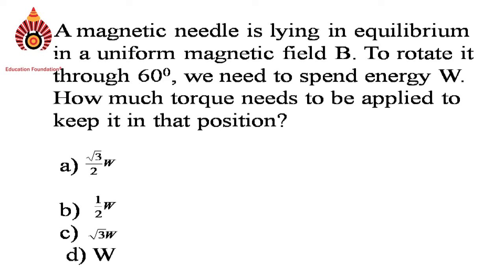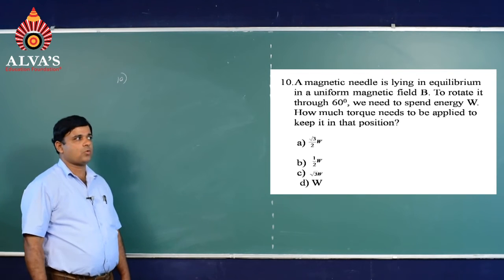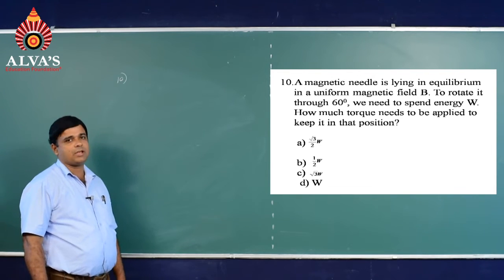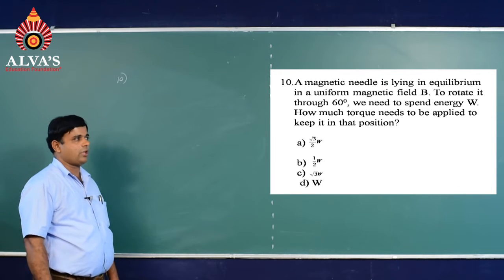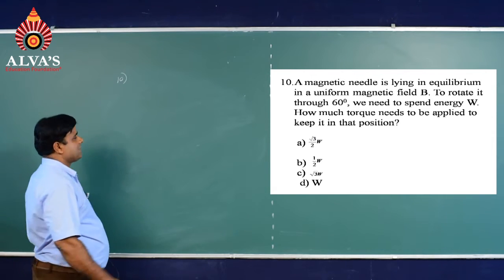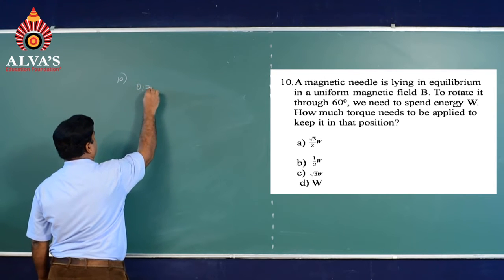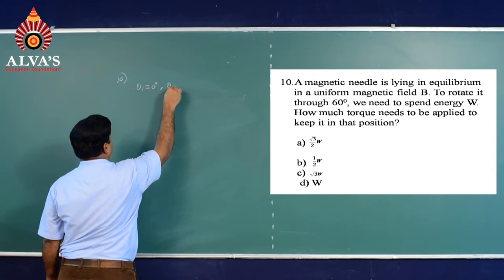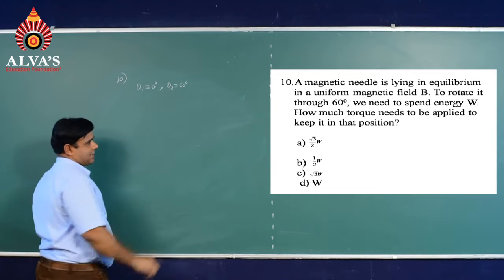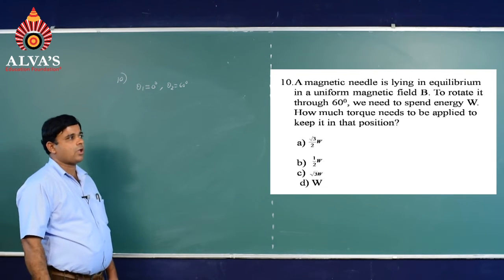A magnetic needle is lying in equilibrium in a uniform magnetic field B. To rotate it through 60 degree, we need to spend energy W. How much torque needs to be applied to keep it in that position? So, initially it is in equilibrium, when not mentioned it is a stable equilibrium, for that angle theta is 0 degree, should be rotated to 60 degree. So, theta 1 equal to 0 degree, theta 2 equal to 60 degree. Work required equal to W.